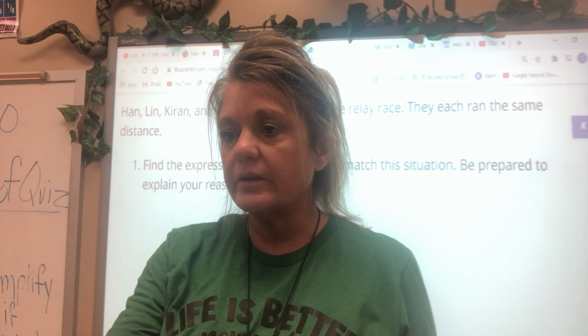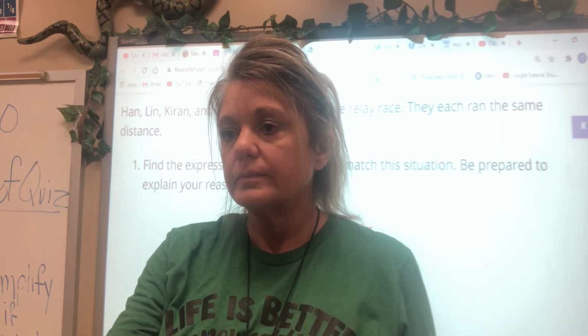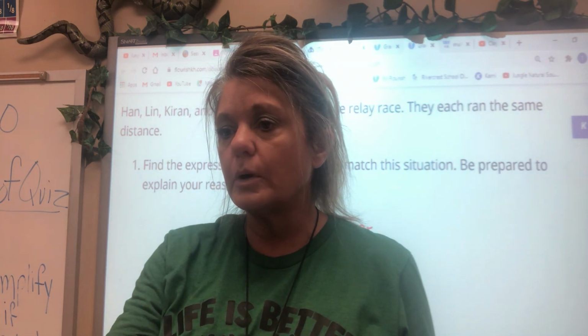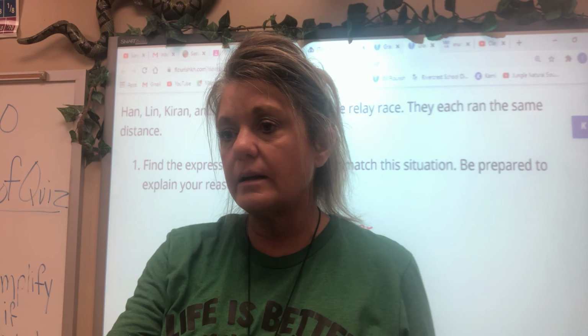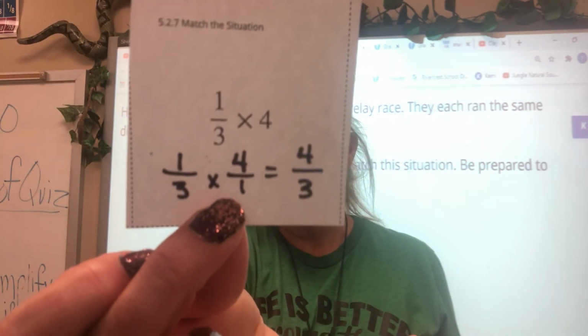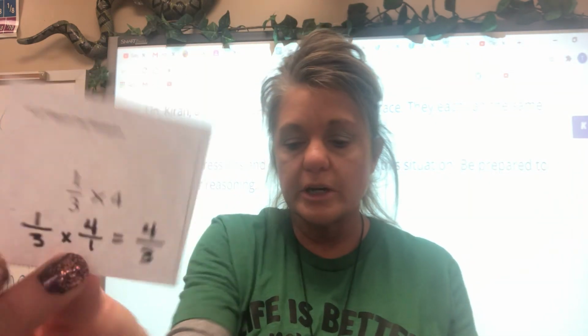Then this one would have gone in that set because I turned my whole number into a fraction by putting it over 1, multiplied straight across, and got 4 over 3. So again, they had it back. This one is backwards. It did not match the situation.